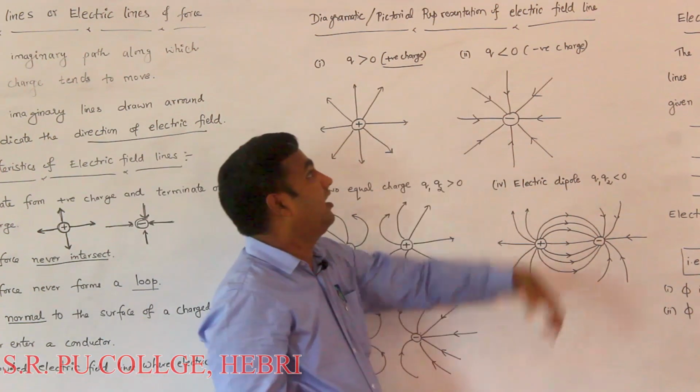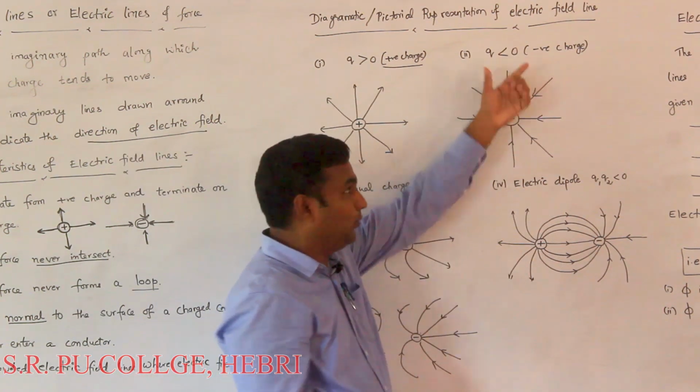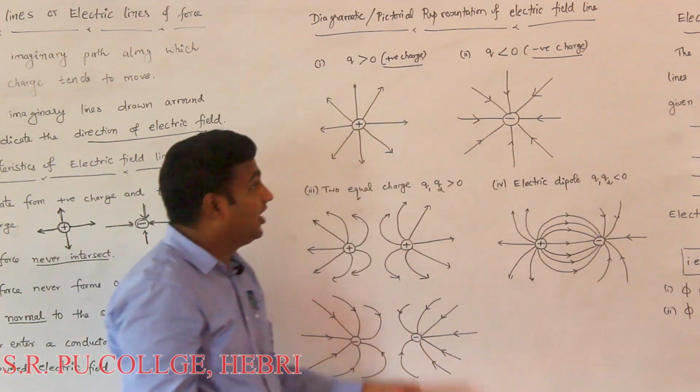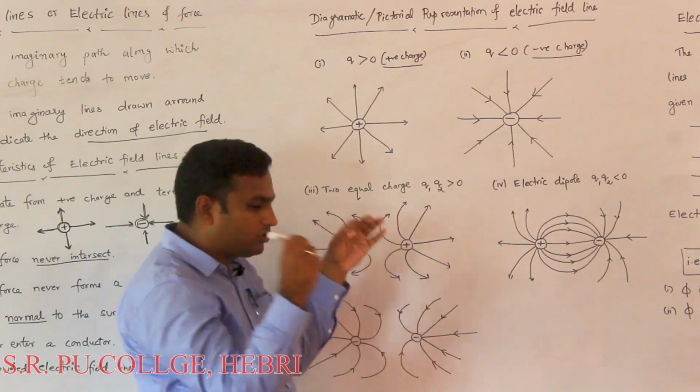In the case of the second part, Q is less than 0. That clearly indicates that the nature of charge is negative. For a negative charge, electric field lines will terminate.